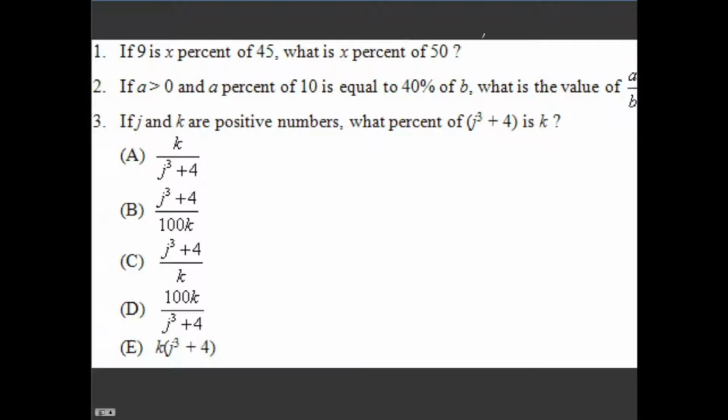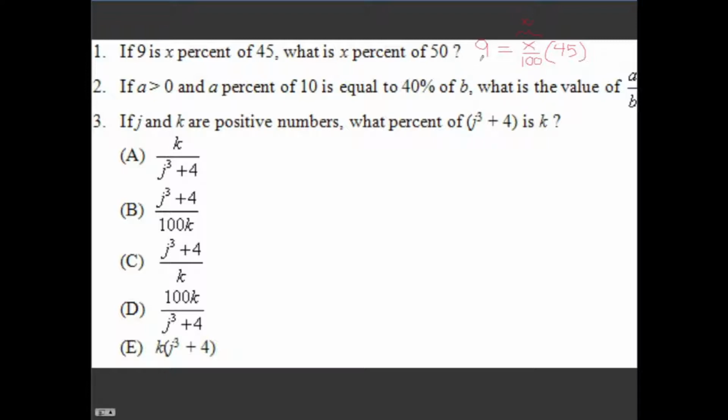Okay, so the first problem we have is if 9 is x% of 45, what is x% of 50? So I'm writing 9 equals x%, meaning x over 100, of 45, and of means multiplication. So we are going to take your x%, x over 100, and multiply this value by 45. Okay, so x% of 45 is 9. That's another way of saying it.